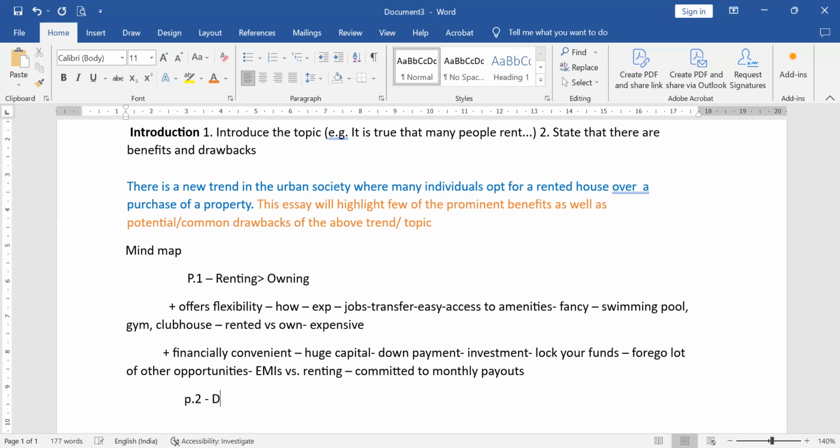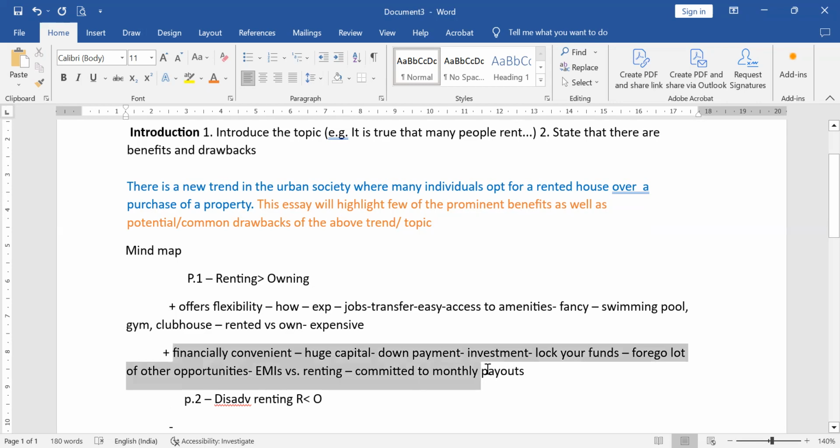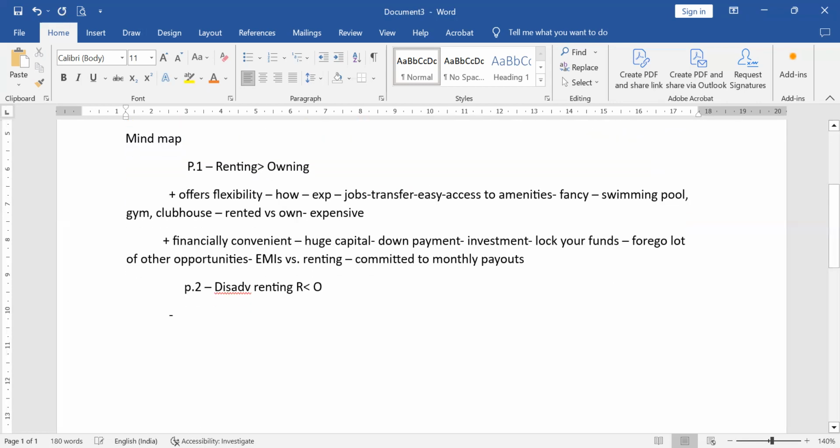Disadvantages. Disadvantages of what? Of renting versus owning. I'm saying renting is not better or not good. Why? It's better to own. One reason. One word. The other side of the same thing. The other side of the same thing.